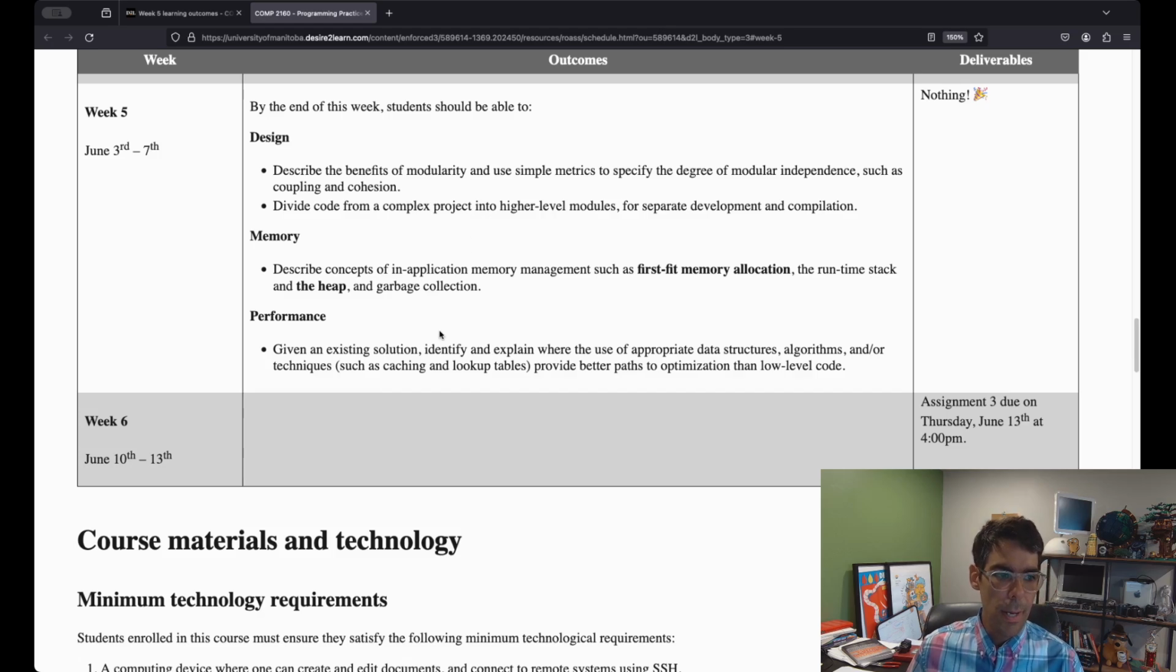The other two learning outcomes that we've got for this week are describe concepts of in-application memory management, such as first fit memory allocation, the runtime stack, and the heap and garbage collection. So we talked about the first fit memory allocation policy in class extensively related to assignment 3. We talked about the heap a little bit more in class.